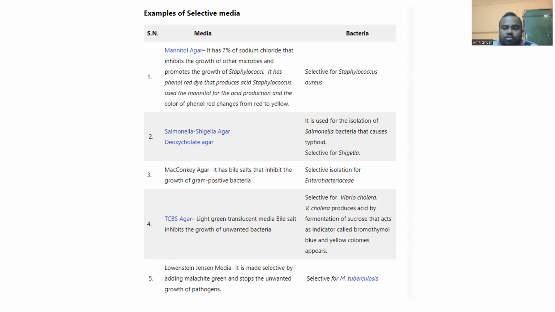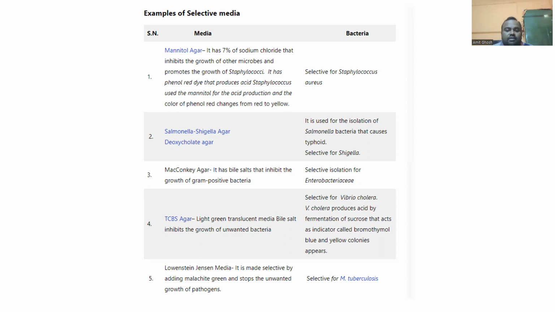So if you want to grow Staphylococcus aureus and you don't want to grow undesired organisms, you can use mannitol salt agar because it has 7% sodium chloride and also phenol red. Next example is Salmonella Shigella agar or deoxycholate agar. It is used for isolation of Salmonella bacteria that cause typhoid, and selective for Shigella. MacConkey agar has bile salt that inhibits the growth of gram-positive bacteria, for selective isolation of Enterobacteriaceae.